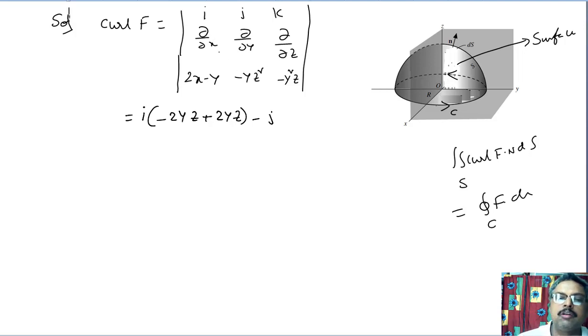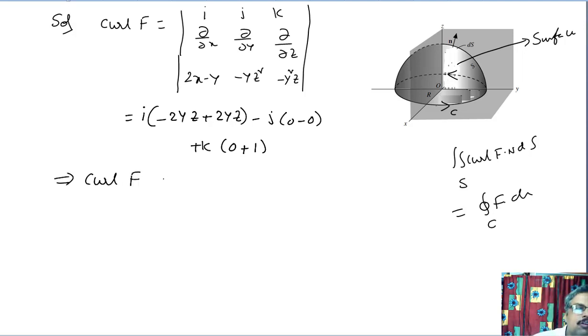first dou by dou x of this one, dou by dou z of this one. For j, dou by dou x of this term is 0, dou by dou z of this term is also 0. Plus k into dou by dou x of this one is 0, dou by dou y of this term is minus minus, plus 1. Now finally, curl f equals k.